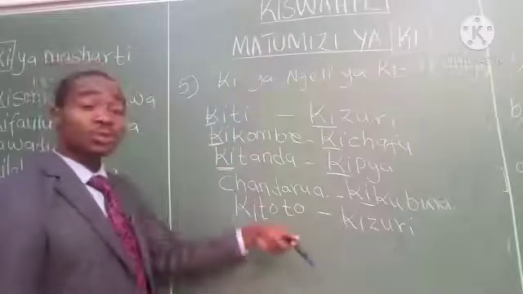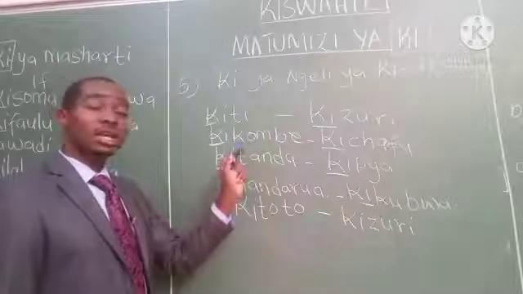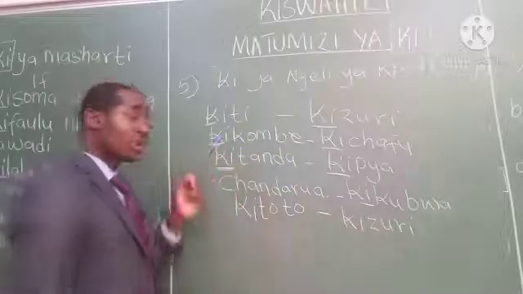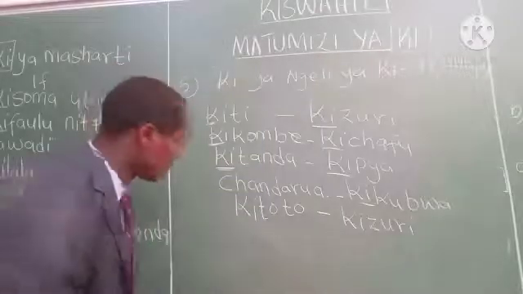And for the verbs also they start with ki. When this one is involving a verb, it starts with ki now. Now look here. Kikombe kimevunjika. A cup is broken. Kikombe.